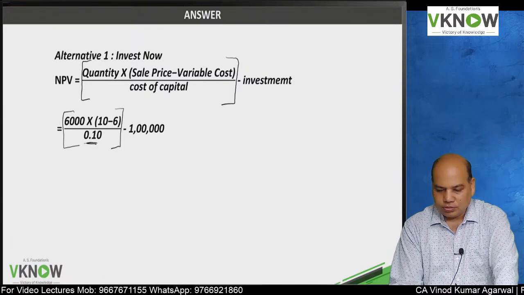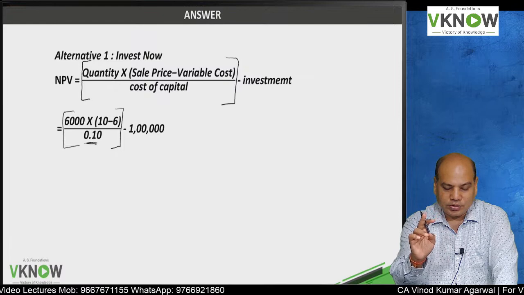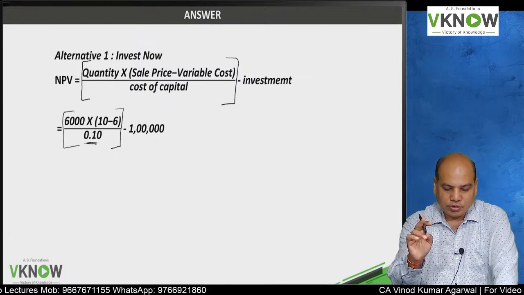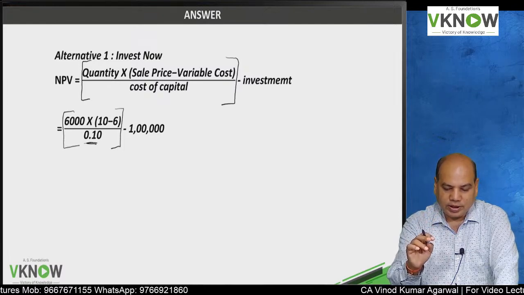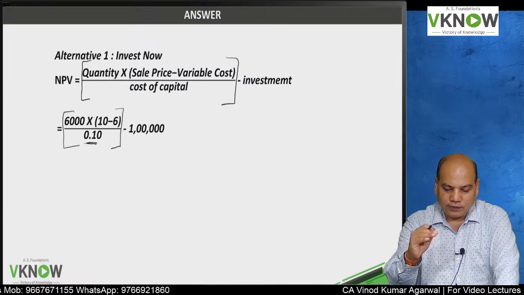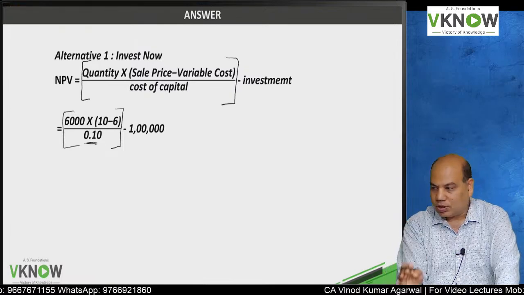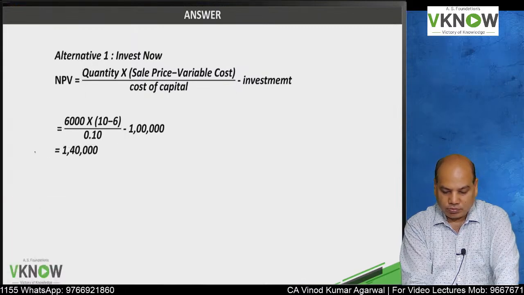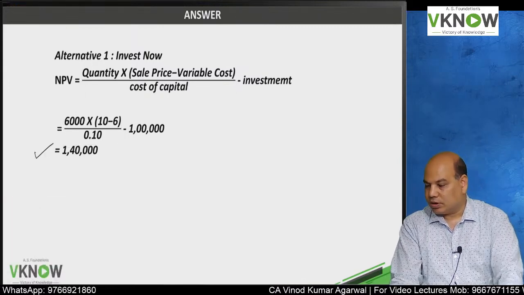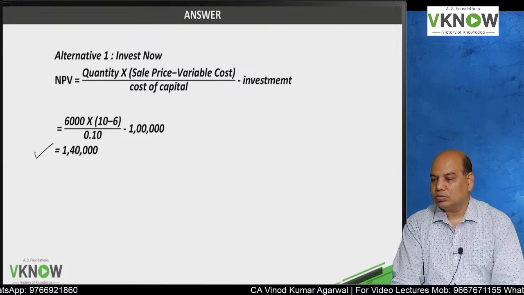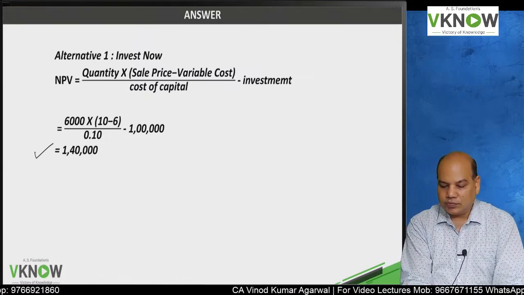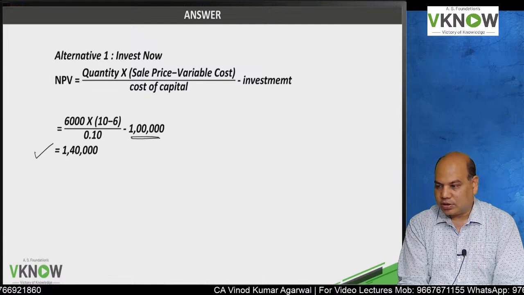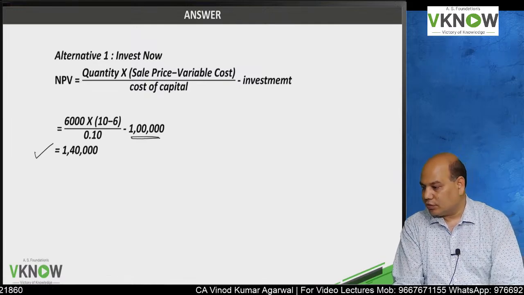6,000 into 4, 2,40,000, 24,000 divided by 10%, 2,40,000 minus 1 lakh. The answer is 1,40,000, not 78,182. 1 lakh you don't have to discount, it is already invested today. Is it right?